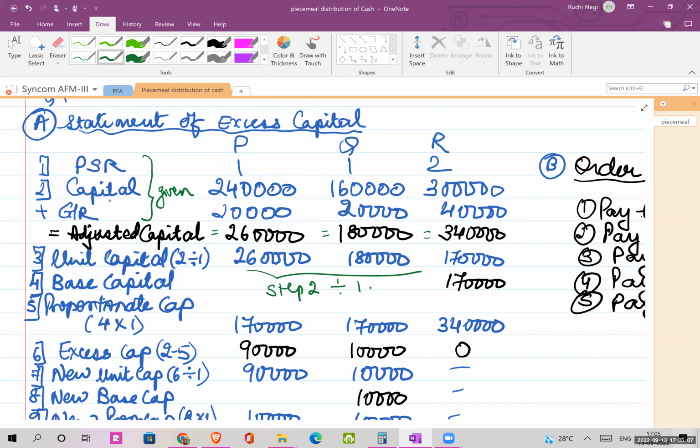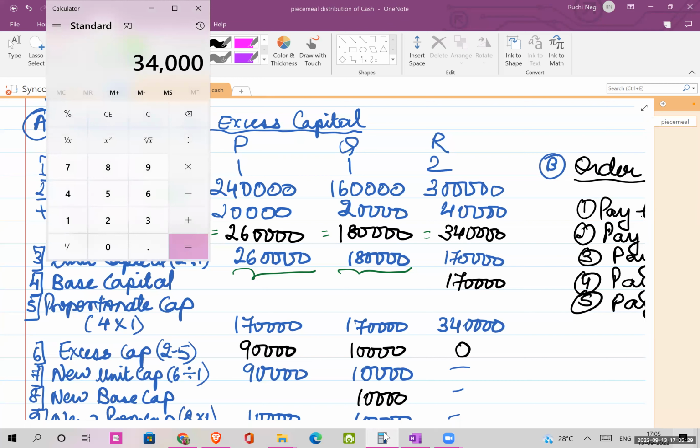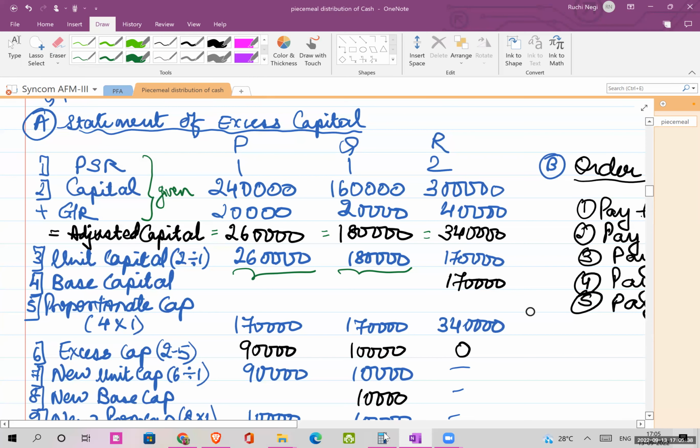Okay, I have highlighted it. Step 2 divided by step 1 will give you unit capital. So your adjusted capital is how much? 2,60,000. 2,60,000 divided by 1 gives 2,60,000. Next is 1,80,000, divided by 1 is 1,80,000. And then 3,40,000 divided by the PSR of the last person, which is 2. So it becomes 1,70,000.